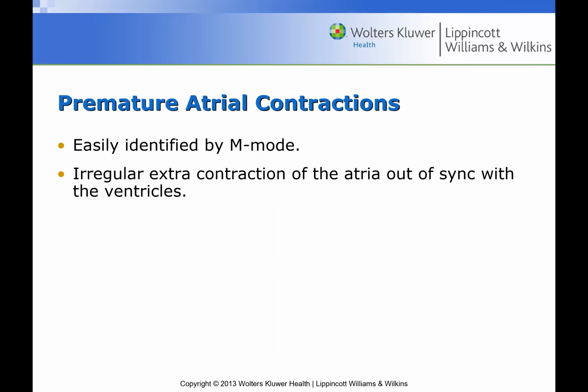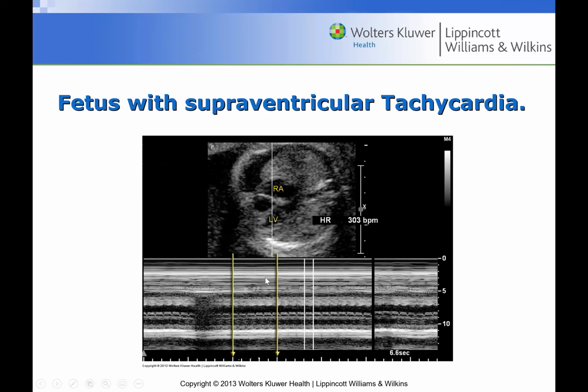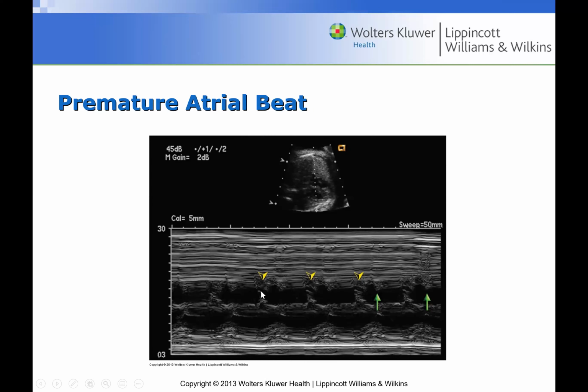So premature atrial contractions can be easily identified on M mode, and they also can be easily identified when you're just doing a cine clip through the heart. You'll see an extra contraction of the atria outside the ventricles. So here's the atrial. You'll put the M mode where the atria are, and it'll be like boop, boop, boop, and then an extra beat right here.